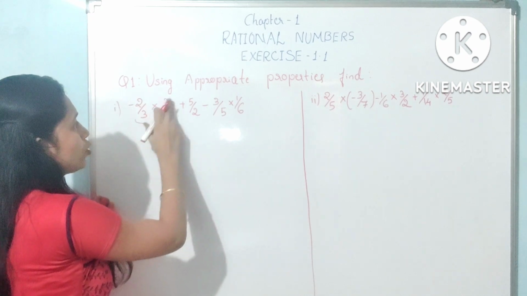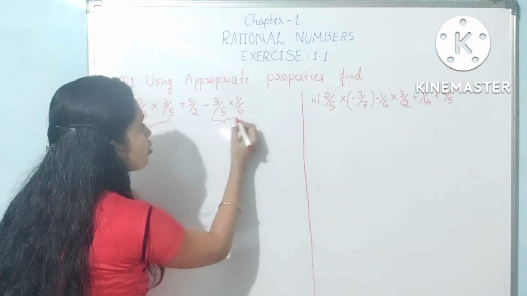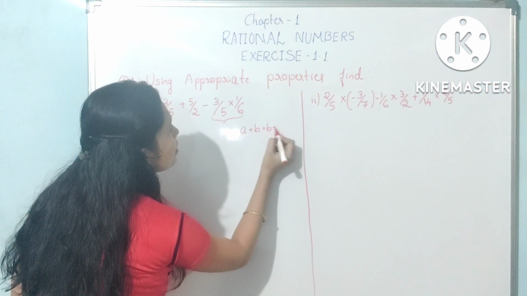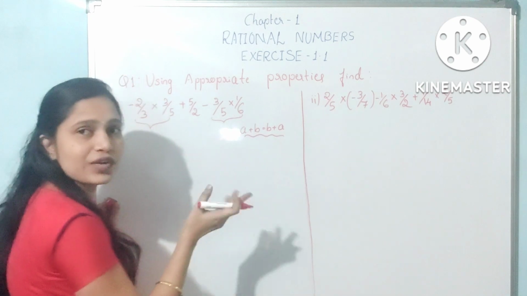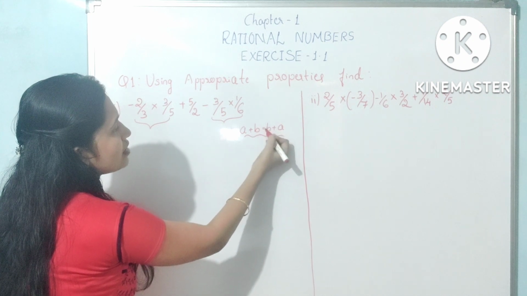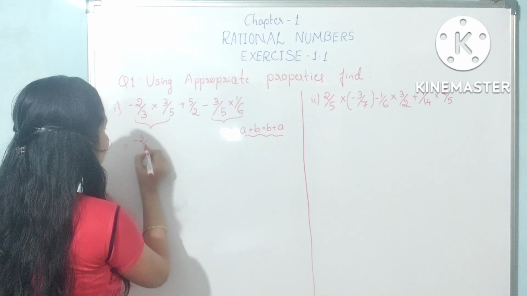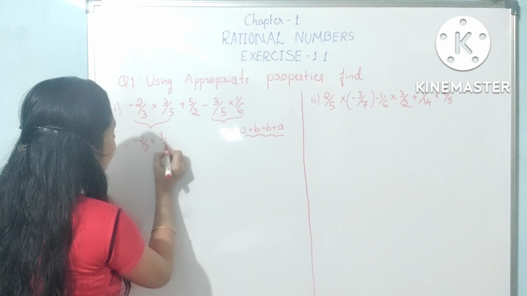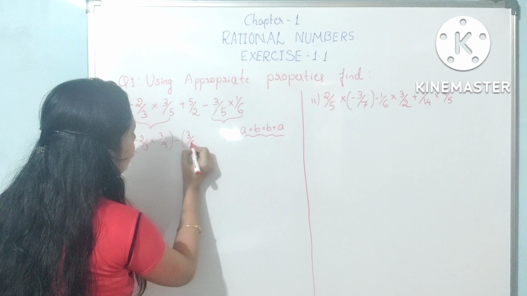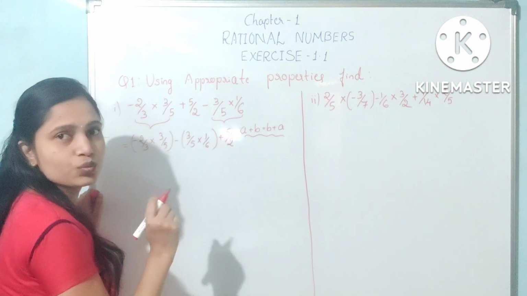Minus 2 by 3 into 3 by 5 plus 5 by 2 minus 3 by 5 into 1 by 6. So using the commutativity property, what it says, a plus b is equal to b plus a, right? So we can interchange the numbers. Here I'm just writing b plus a. In a similar manner, we'll write minus 2 by 3 into 3 by 5, and then 3 by 5 into 1 by 6 plus 5 by 2.